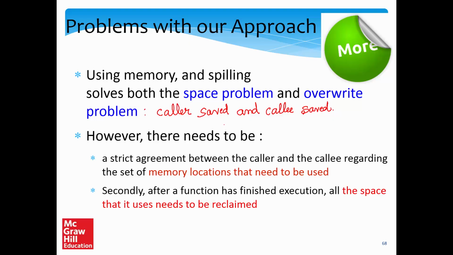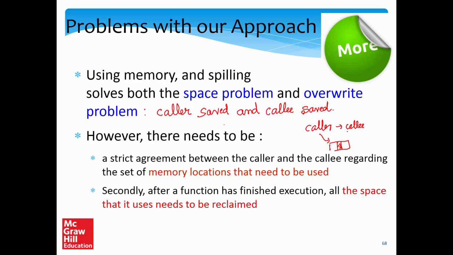However, to have both of these schemes running, there has to be a strict agreement between the caller and the callee regarding the set of memory locations that are being used. The reason for this is that let's assume the caller saves its registers in a certain region in memory, right? So let's say it is this region. Then the caller calls the callee.